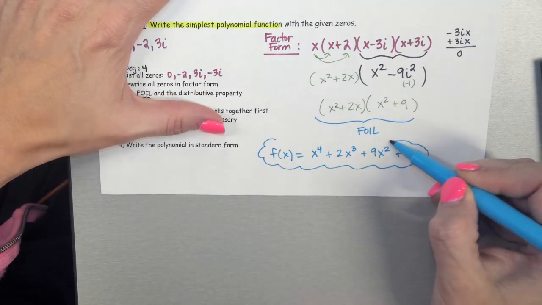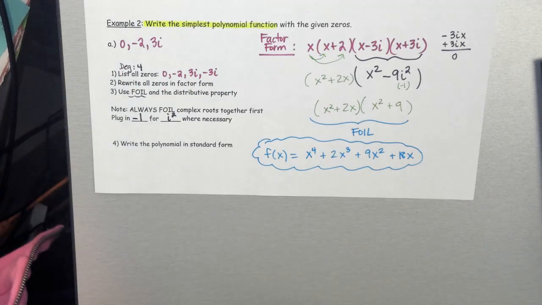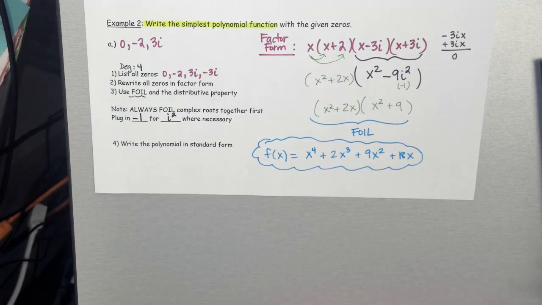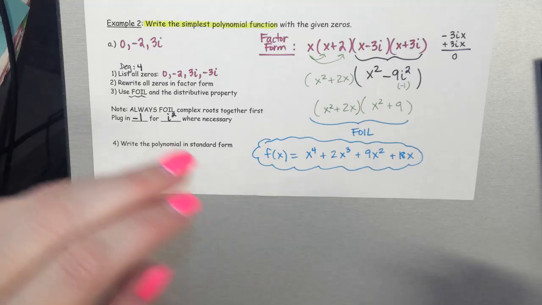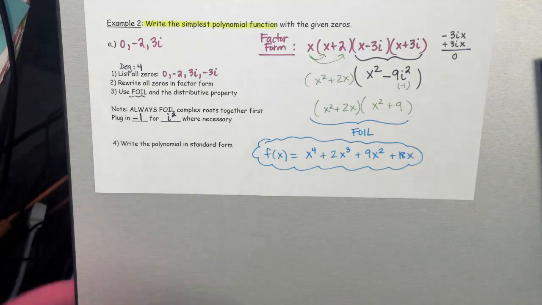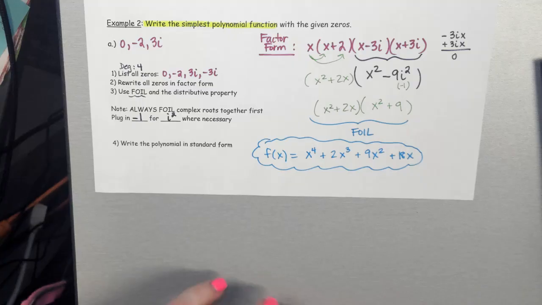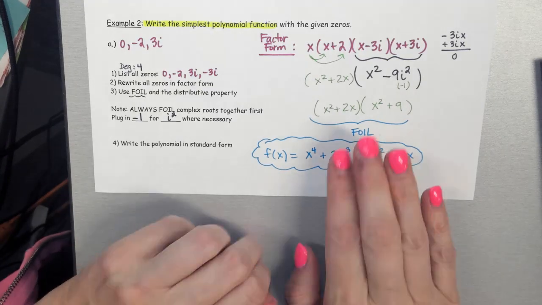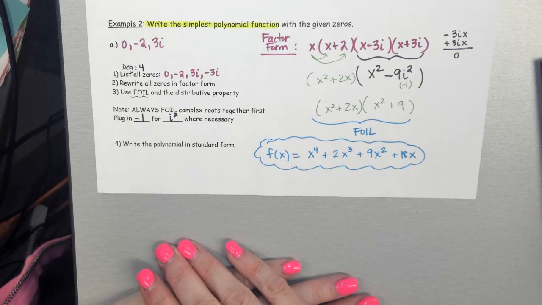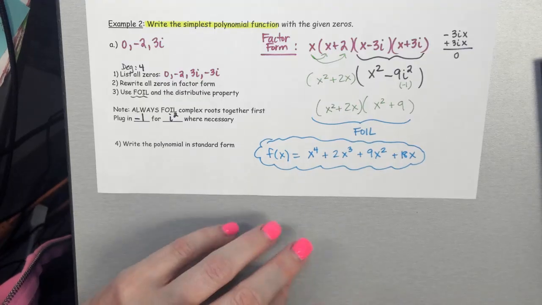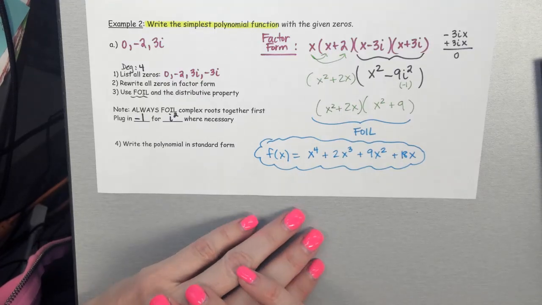Okay, what questions do we have on part A here? With the multiplying. Okay, so anytime you have an i squared, remember we want to simplify that by plugging in -1. And anytime you're multiplying your polynomials together, you can FOIL or you can distribute.